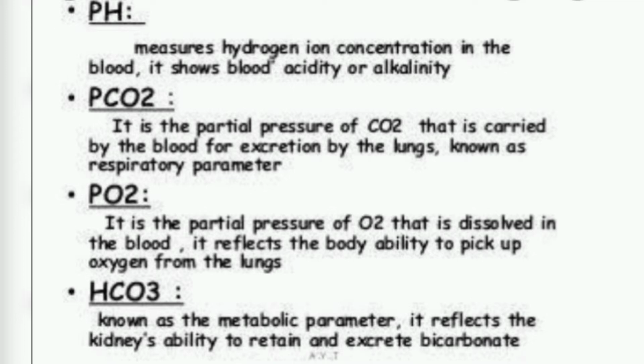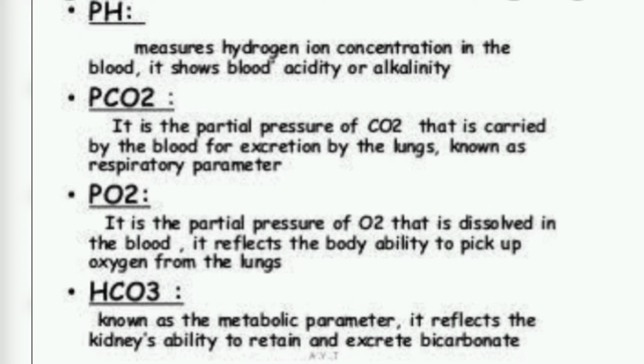And PCO2 is the partial pressure of CO2 that is carried by the blood for excretion by the lungs, known as the respiratory parameter. So this PCO2 is a respiratory parameter. And PO2 is the partial pressure of O2 that is dissolved in the blood. It reflects the body's ability to pick up oxygen from the lungs. Next is HCO3. It is a metabolic parameter. It reflects the kidney's ability to retain and excrete bicarbonate. So HCO3 is a metabolic parameter.